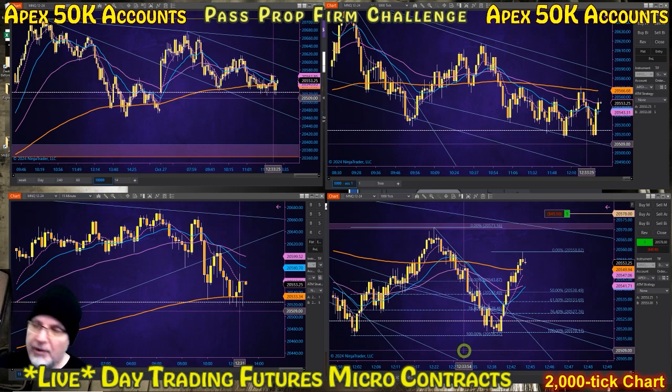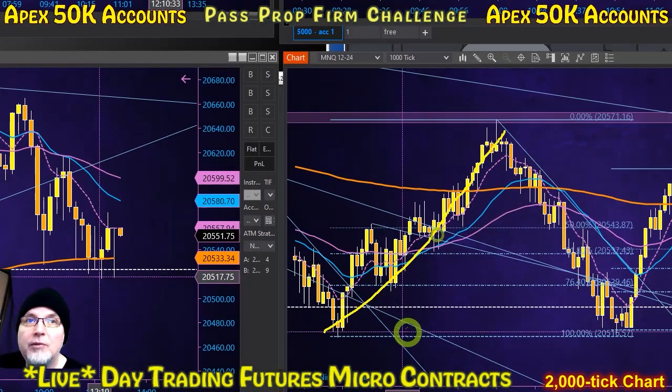Okay, while I'm waiting, I want to look at this failed Fibonacci on this move up right here. This big move up right here, when it came down to 50, 60%, what happened? Well, they're not always going to work, but it did bounce off the 50% mark, turned green and went up. It just would have been break even if I had gotten in that trade.